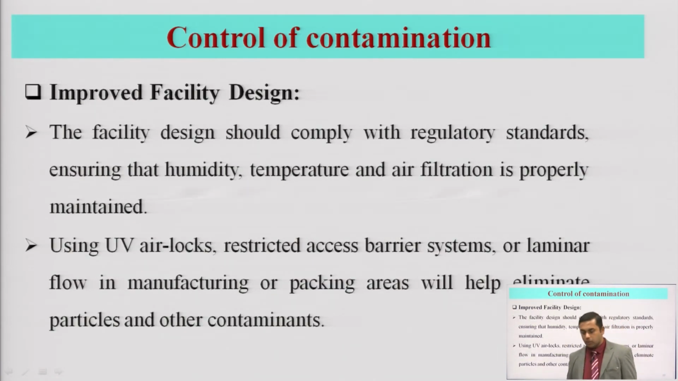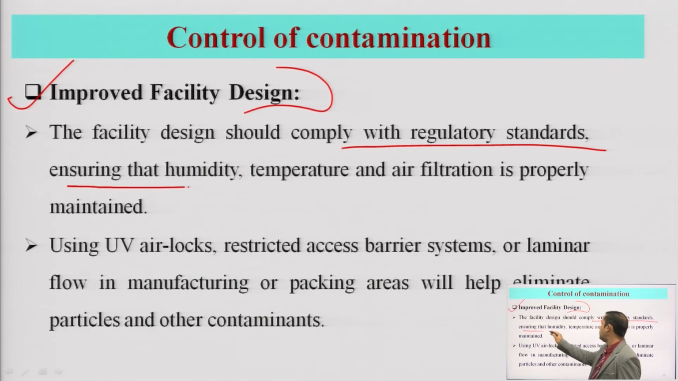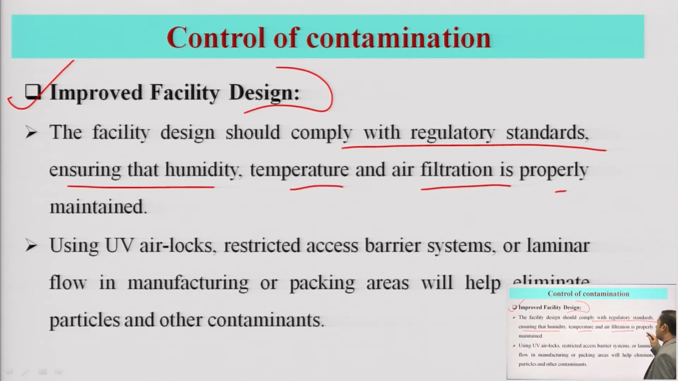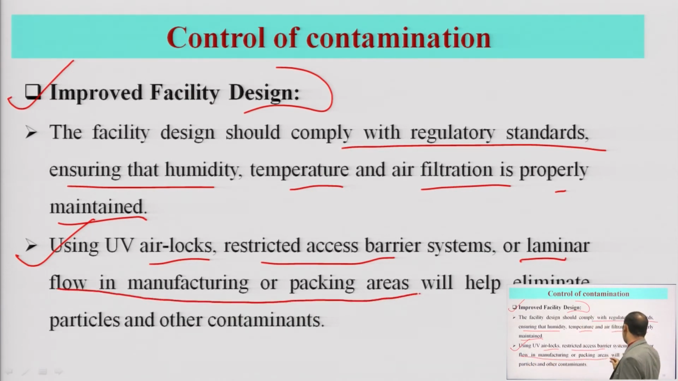Another way we can control the contamination is called improved facility design. The facility design should comply with regulatory standards, ensuring that humidity, temperature and air filtration are properly maintained. Using UV airlocks, restricted access barrier systems or laminar flow in the manufacturing or packaging areas will help to eliminate particles and other contaminants.